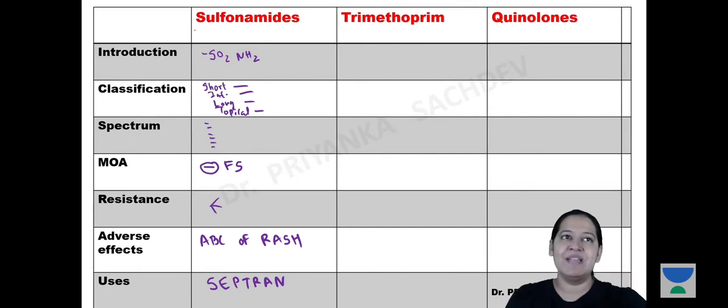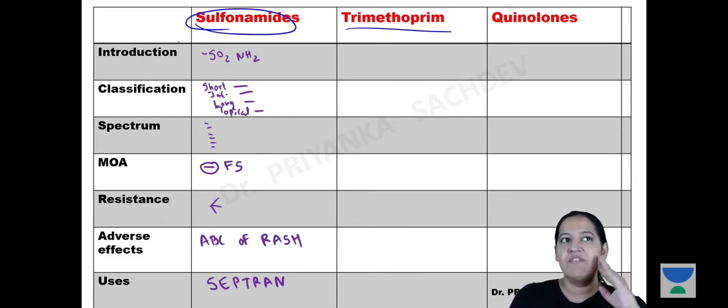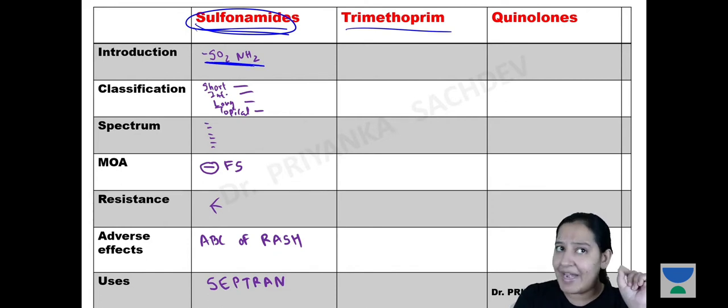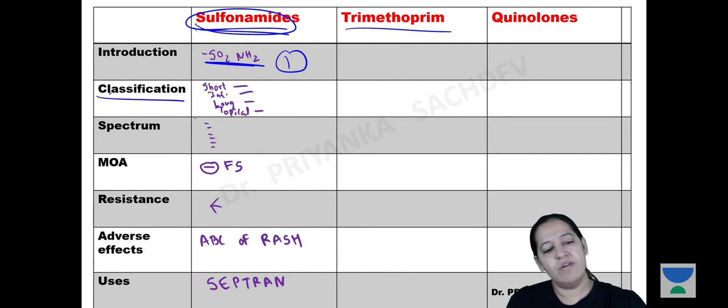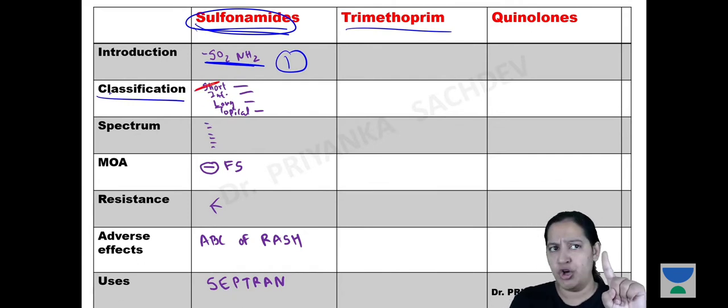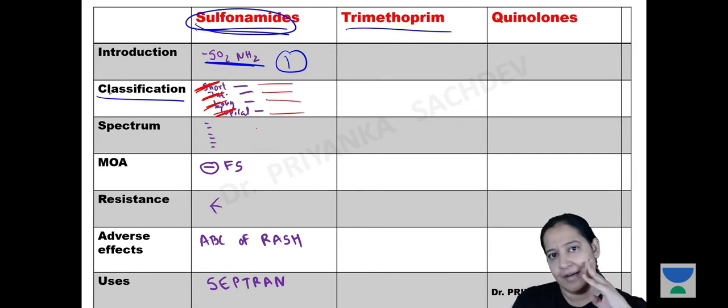So tell me the first chapter. Who will help me in revising the first chapter? First chapter is done: sulfonamide. Now I will start the second chapter. First chapter introduction. Sulfonamide is known as sulfonamide because it has the sulfonamide group at carbon number 1 of the benzene. Classification. Who will help me in classification? Short acting, intermediate acting, long acting, topical. You should know the drugs from inside.